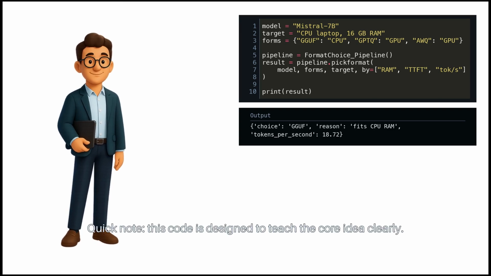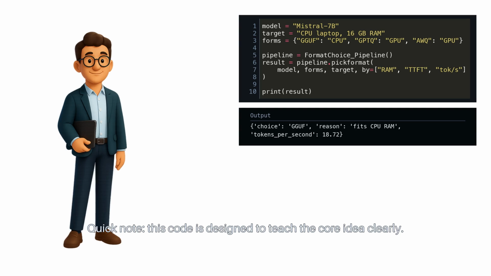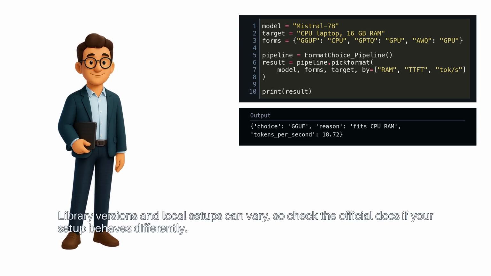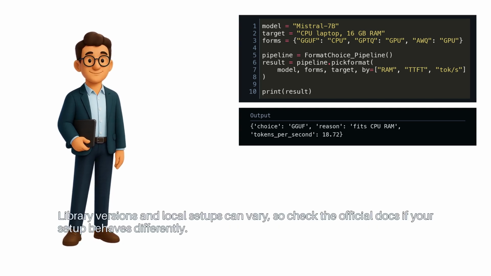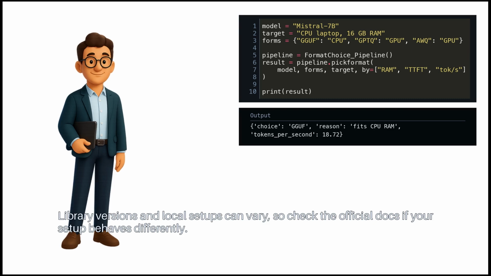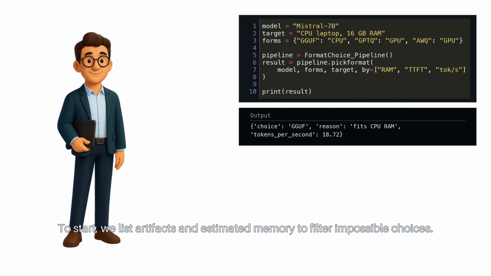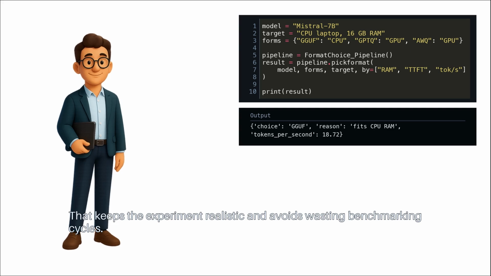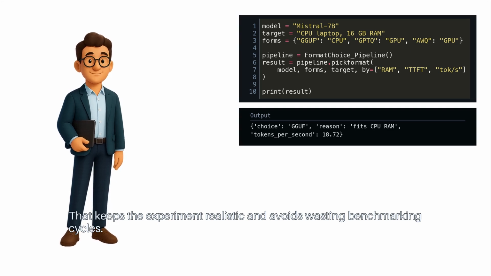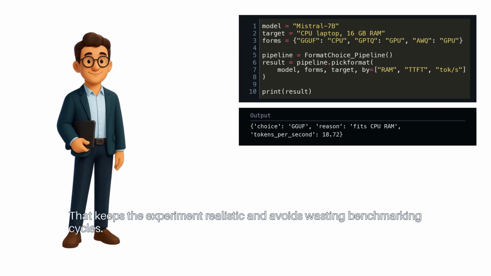Quick note, this code is designed to teach the core idea clearly. Library versions and local setups can vary, so check the official docs if your setup behaves differently. To start, we list artifacts and estimated memory to filter impossible choices. That keeps the experiment realistic and avoids wasting benchmarking cycles.